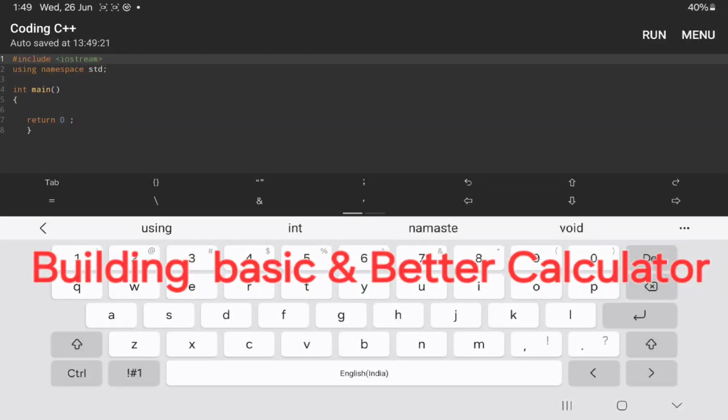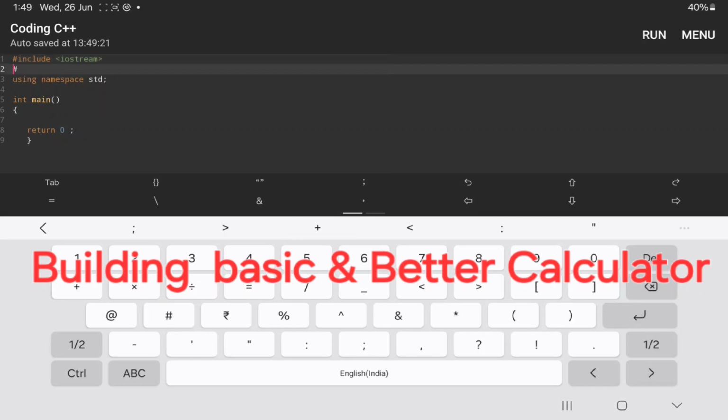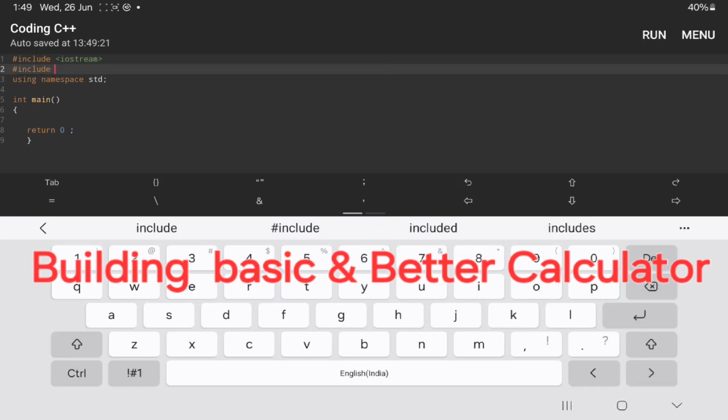Today we're going to code a basic and better calculator in the same video. So first we're going to include cmath, because that's what we're working with, right? Maths. cmath.